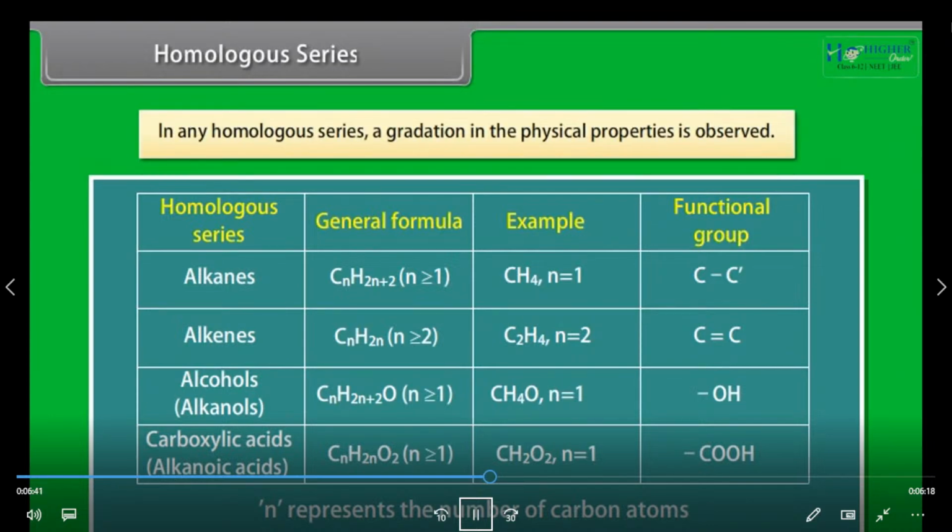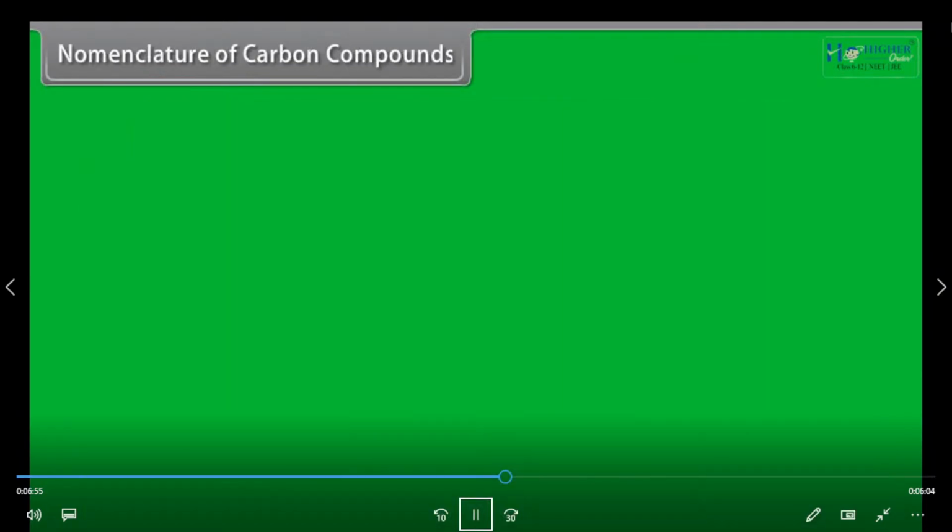In any homologous series, a gradation in the physical properties is observed. This gradation occurs due to the increase in the melting points and boiling points along with increasing molecular mass of the compound. Nomenclature of carbon compounds.